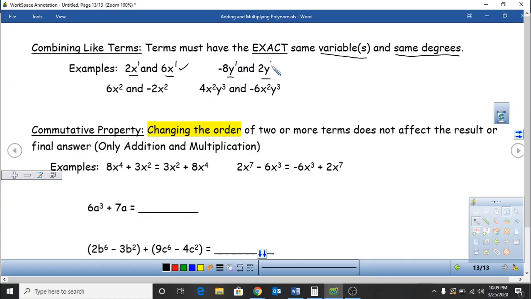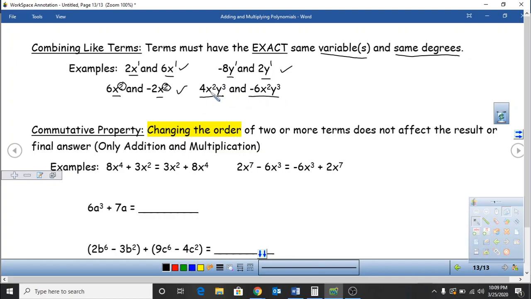Same thing here. I look at the variable, which is y. I look at the exponent. Are they exactly the same? Yes. So this is good to go. Same thing here. I have 6x squared and a negative 2x squared. For now, I'm not going to focus on these coefficients, the first numbers in the expressions, because remember, to combine like terms, they just have to have the exact same variable and same degrees, but I will focus on them right now when I talk about adding and subtracting. So I look at the variable and I notice that they both have x and they both have the exact same degree, which is the 2. So assuming that they have the same variable and the same degree, I am allowed to combine these terms.